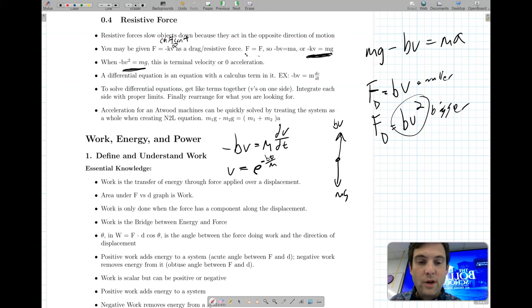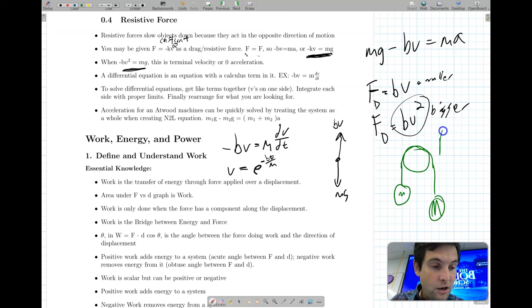Acceleration for an Atwood machine can quickly be solved by treating the system as a whole rather than dealing with tension. If we're only asked for acceleration, let's not find tension. Let's just skip it. Let's say little m and big M. So in the system, the stuff that makes it go is big Mg minus the stuff holding it back, little mg. That little mg existing is the reason why we're not in free fall here. So that equals ma, and that m is going to be the total mass for the system. So we divide by big M plus little m, and that would give me my acceleration.